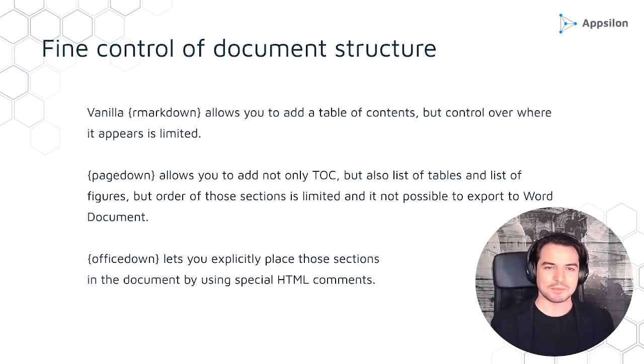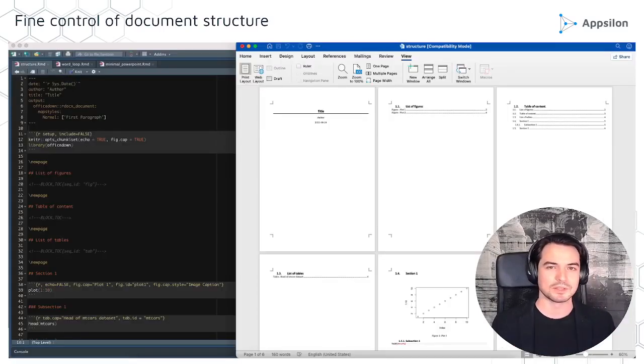The vanilla Markdown allows you to add a table of contents, but as I mentioned, the control over where it is exactly located is quite limited. With pagedown, you can add not only the table of contents, but also, for example, a list of tables or a list of figures, but the order of those sections is also limited. Now, officedown is allowing you to explicitly mark where you want which parts to be generated, and you will get exactly what you want. So, jumping into the example.